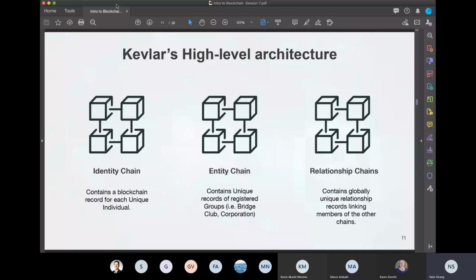Now, the second chain is an entity chain. Once we have individuals identified and have their identity verified on the identity chain, we have to look at social scenarios in the world and say, well, these individuals may want to identify as a group. Could be a book club or a corporation or anything in between. But the entity chain serves to identify and to record relationships between individuals.